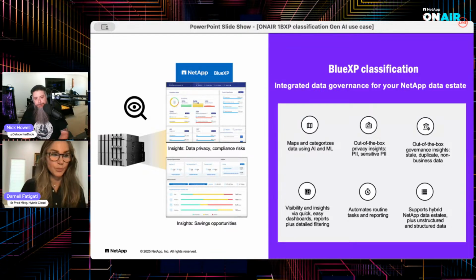The other thing is, we talked a lot about data silos, right? And how difficult that is. What you can do here is set up all of your data silos.